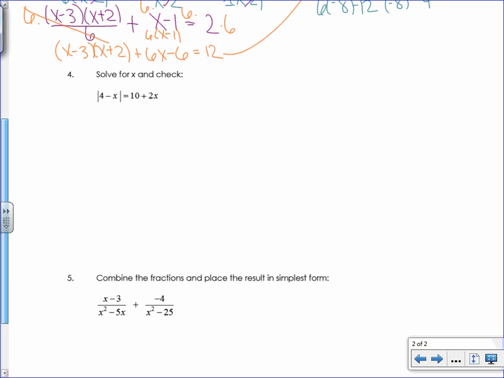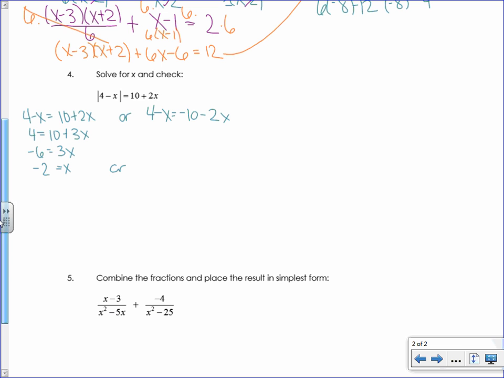2. All right. Absolute value. Absolute value, there are 2 cases. There's the positive case, there's the negative case. So I've got the case that 4 minus x is equal to 10 plus 2x. Or I have the case that 4 minus x is equal to negative 10 minus 2x. You change the sign of everything. Let's solve for x. I've got 4 is equal to 10 plus 3x. Subtract, you get negative 6 is equal to 3x, so x is equal to negative 2.